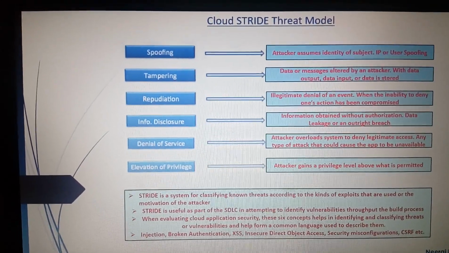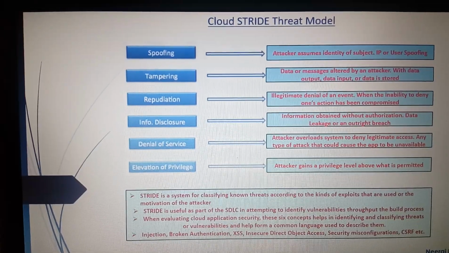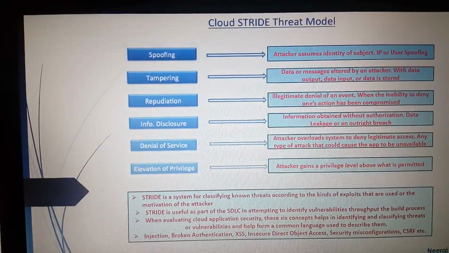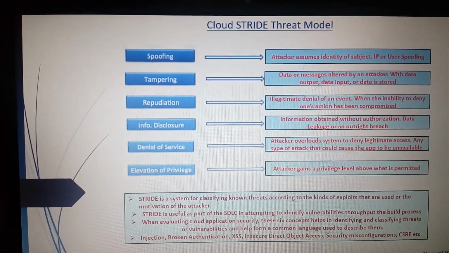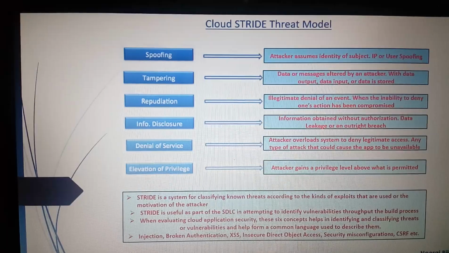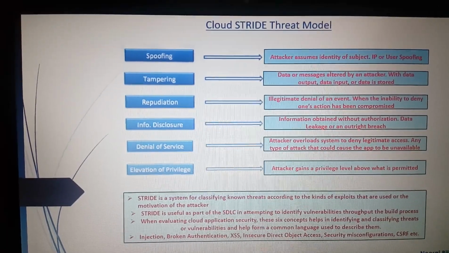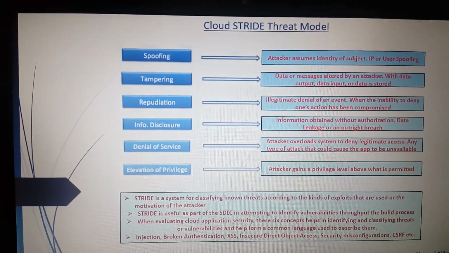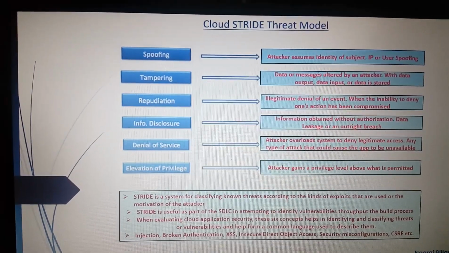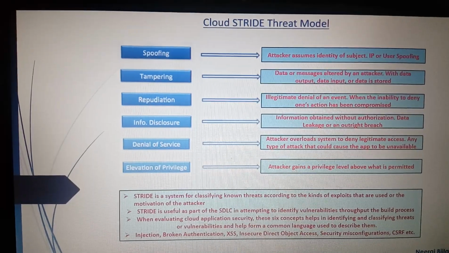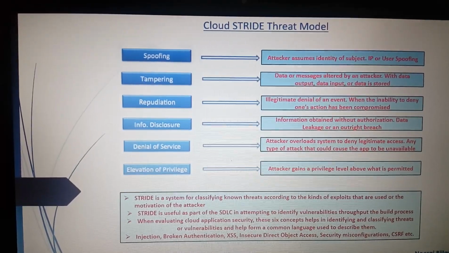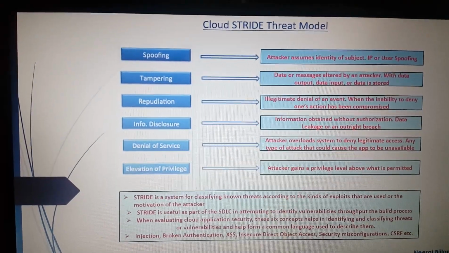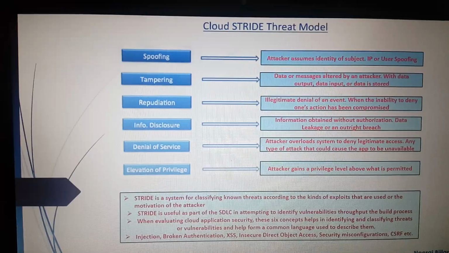Today we will understand the very important cloud STRIDE threat model. So what is this STRIDE model all about? This is the STRIDE model created by Microsoft some time ago, where known threats have been identified. This threat model has been widely adopted in the cloud environment and in the application security space.